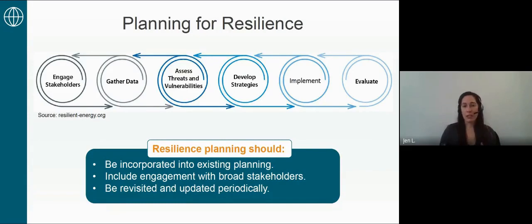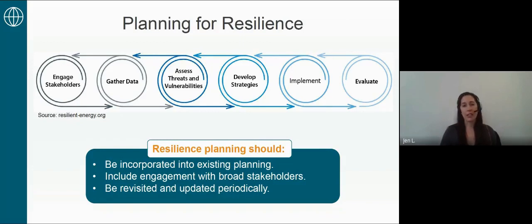Obviously, we have to include engagement with a broad set of stakeholders to really be able to understand the full threats and vulnerabilities to the sector. And also, this is something we keep hearing from everybody, we have to revise and update these things periodically. And that's because these climate threats are changing. And so we have better information, new data. How do we use that to do better planning? So that's why this periodic update of these things needs to occur.